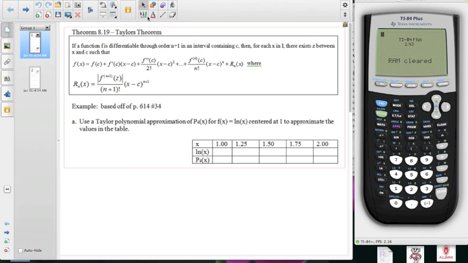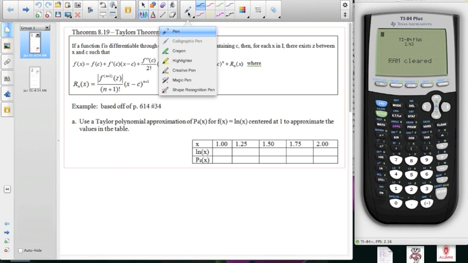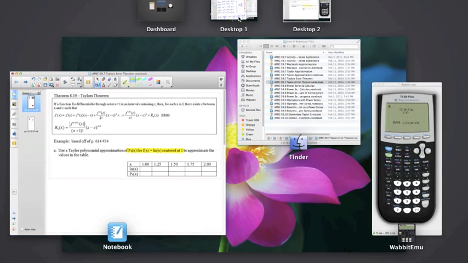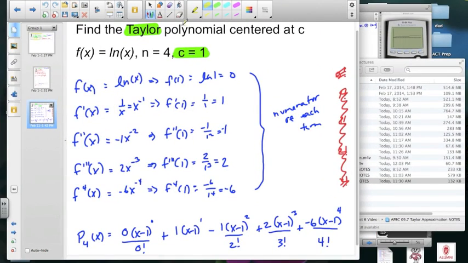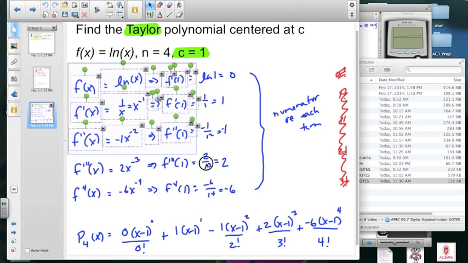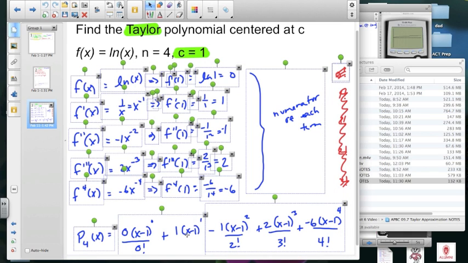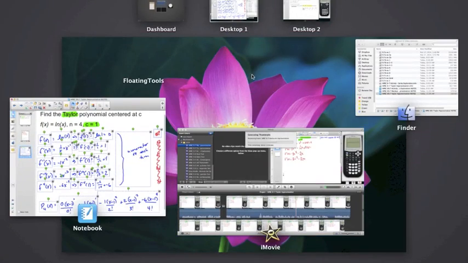We looked at a Taylor polynomial for the natural log of x centered at 1. And we calculated P4 in the last lesson. So I'm going to flip back to that last lesson and get that information. So here was the Taylor polynomial centered at 1, a P4, fourth degree polynomial for natural log. If you remember, we calculated the derivatives and came up with the expression for that polynomial.